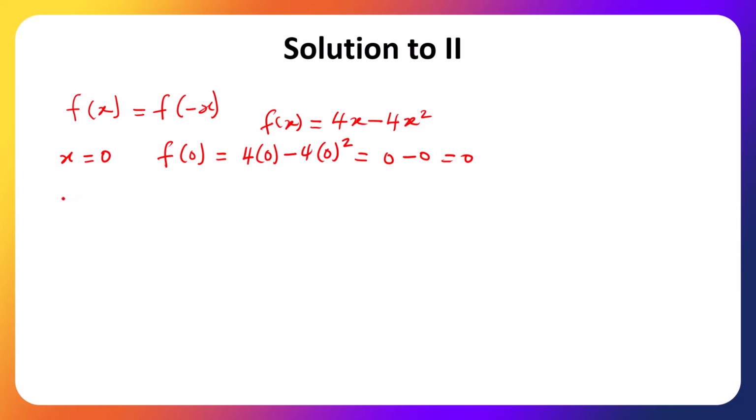Also, if x equals 1, we have f of 1 equal to 4 into 1 minus 4 into 1 squared, which gives us 4 minus 4. This is also equal to 0.